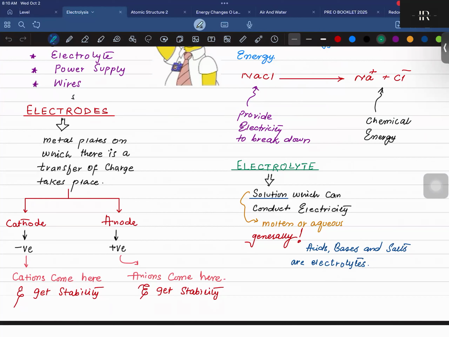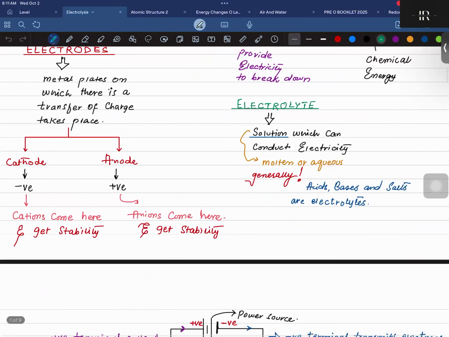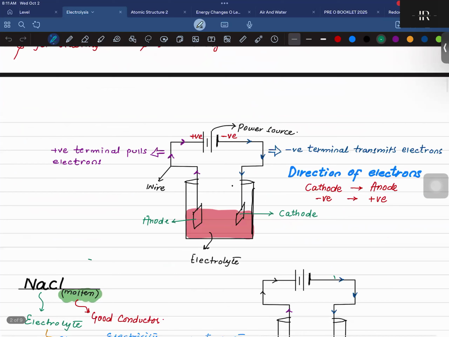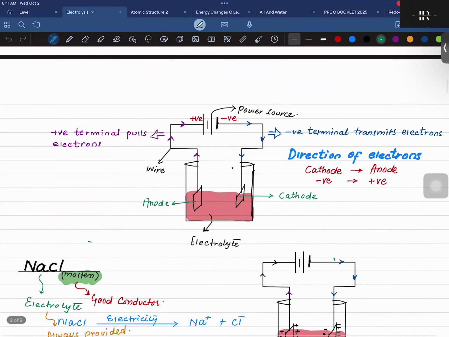Let's suppose you have graphite, and you all know that graphite is a good conductor of electricity, so graphite can be used as an electrode. When you attach graphite to the negative terminal of the battery, I can say that this is cathode. And when you attach graphite to the positive terminal of the battery, then I would say that this is anode. I also told you what an electrolyte is: a solution which is a good conductor of electricity.